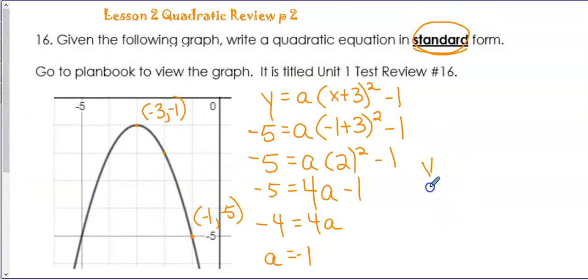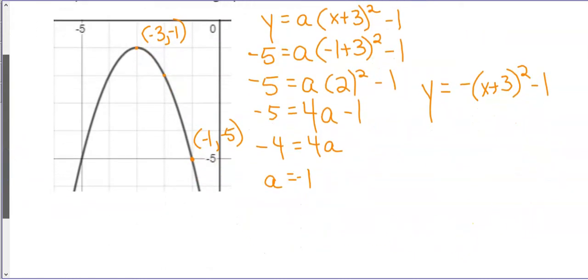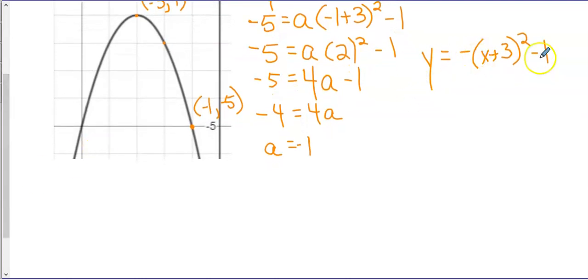So now I can rewrite my equation, putting that -1 in, but I'm not finished because I've been asked to write this in standard form. So what I need to do is multiply all this out. I'm going to leave that negative until I get this part done. So (x plus 3) quantity squared is x squared plus 6x plus 9.